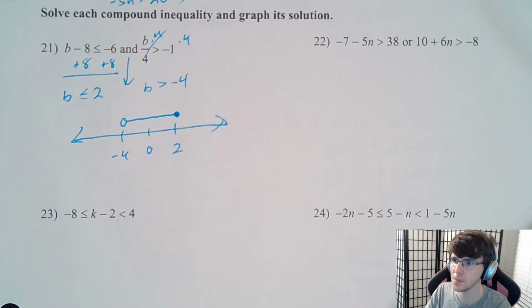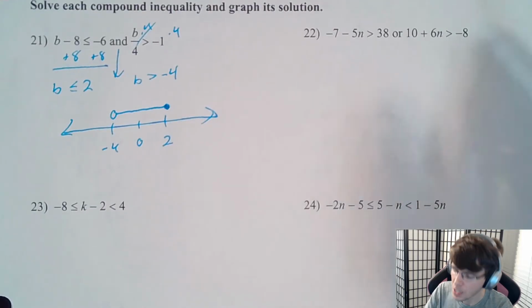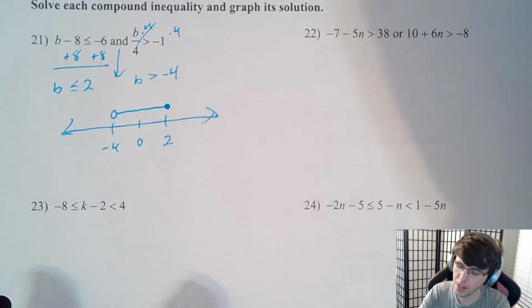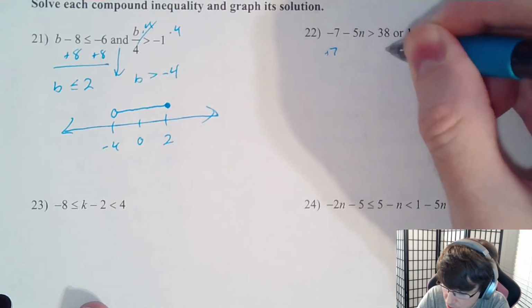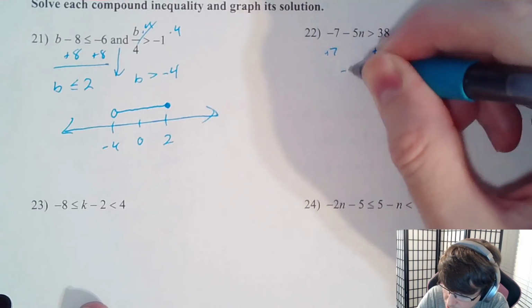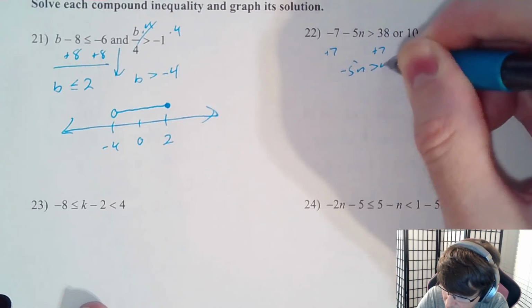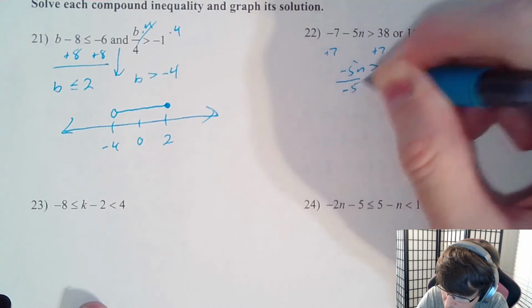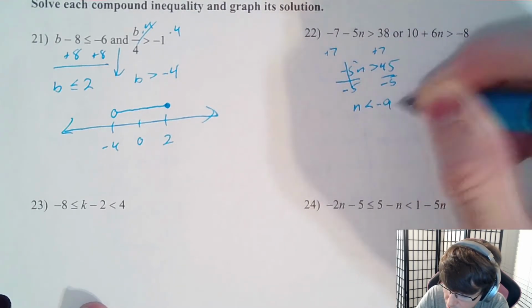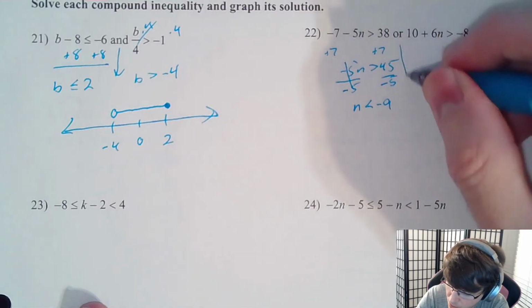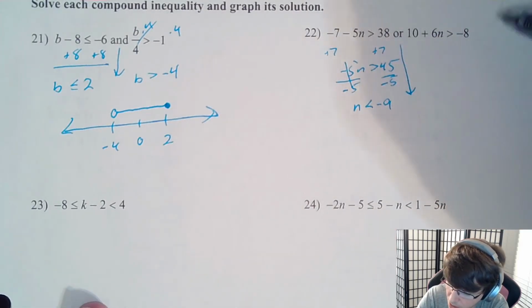Okay. Number 22. Now the word or means they're going to go apart, right? Let's see it. So we're going to add 7 to both sides. Negative 5n greater than 45. Divide both sides by negative 5. Don't forget to flip the sign. So easy to forget. And then the word or, again, copied all the way down.